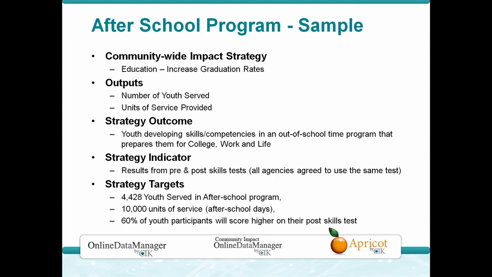So the after-school program was tied to skill development, and the strategy indicator was results from a pre- and post-test. All agencies agreed to use the same test. So when kids entered the program, they were tested, and every quarter they were tested to see if they were in fact learning new skills.